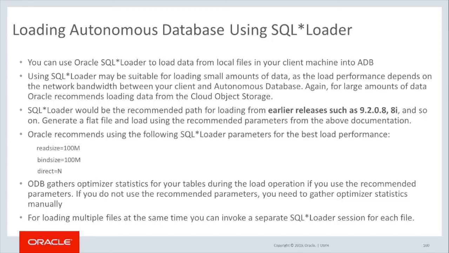Oracle recommends using the following SQL Loader parameters for the best load performance. Read size, 100 megabytes. Bind size, 100 megabytes. Direct equals no. ADB gathers optimizer statistics for your tables during the load operations if you use the recommended parameters. If you do not use the recommended parameters, then you need to gather optimizer statistics manually. For loading multiple files at the same time, you can invoke a separate SQL Loader session for each file.